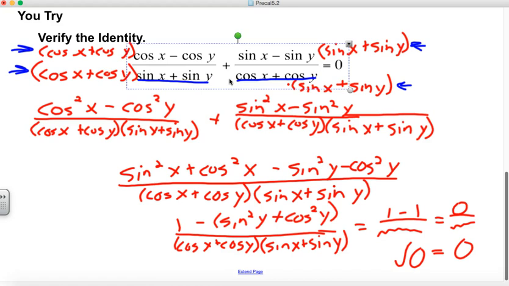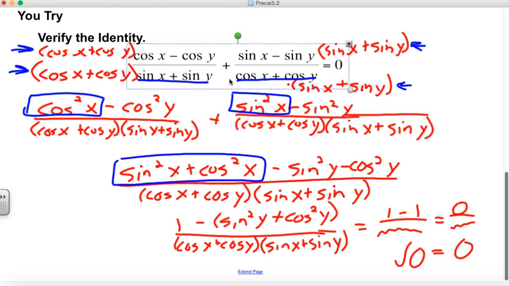So I add the numerators. That gives me, I'm adding sine squared and cosine squared. Okay, so it is important to notice that when I add these two numerators, I've got a cosine squared and a sine squared. So I'm going to put those together right here. And then I've got a minus cosine squared and a minus sine squared. So I put those together.